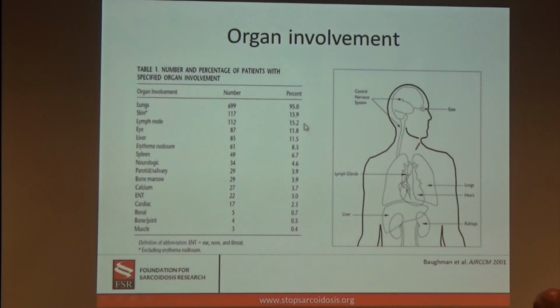After this, the top two were skin and lymph nodes. Eye was pretty common, liver was pretty common. Erythema nodosum is a form of sarcoidosis affecting the skin as well, and subcutaneous tissue. So as you can see, lots of different types of organs being affected, with lungs being the most common. I just want to point out heart was lower on the list, so only 2.3% of the patients had heart involvement in this study, and then brain was involved about 6% of the time. So that was a really important study. That was the first multi-center study that was published in sarcoidosis.